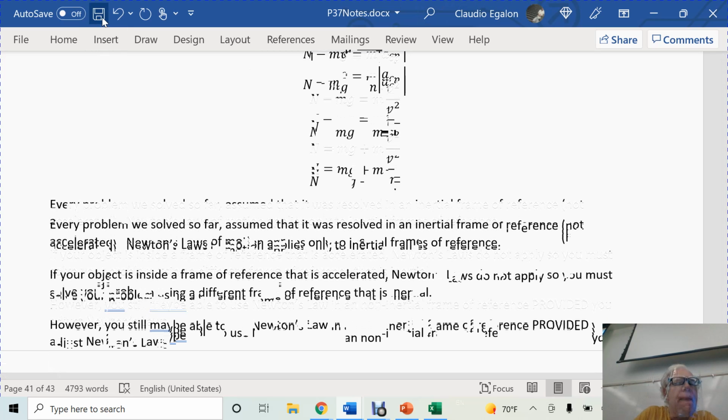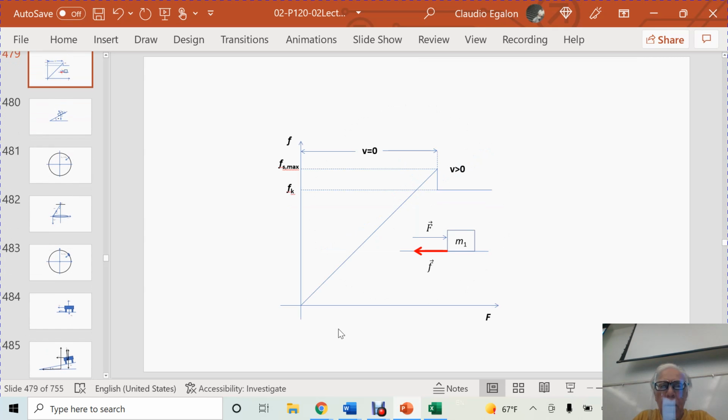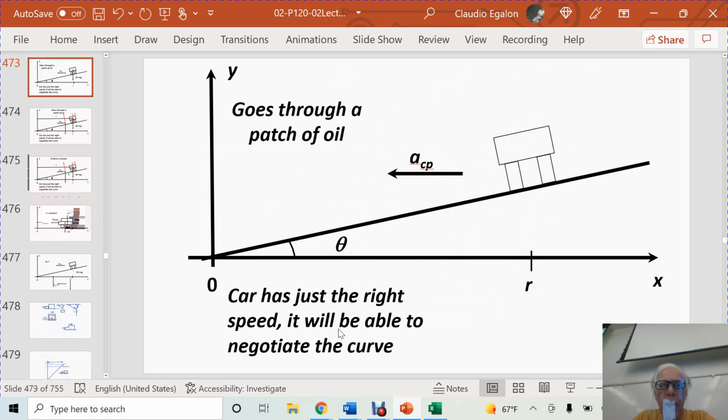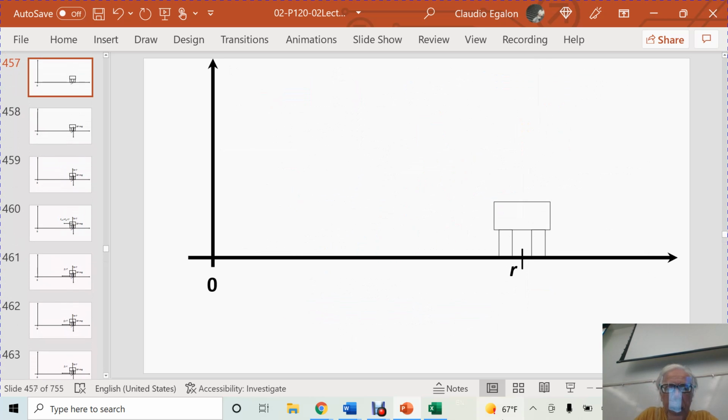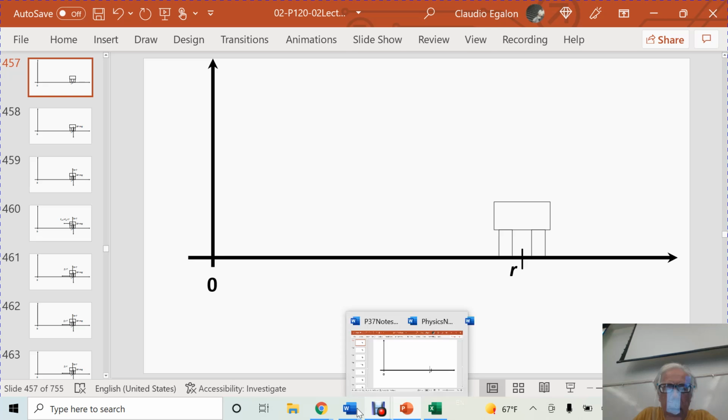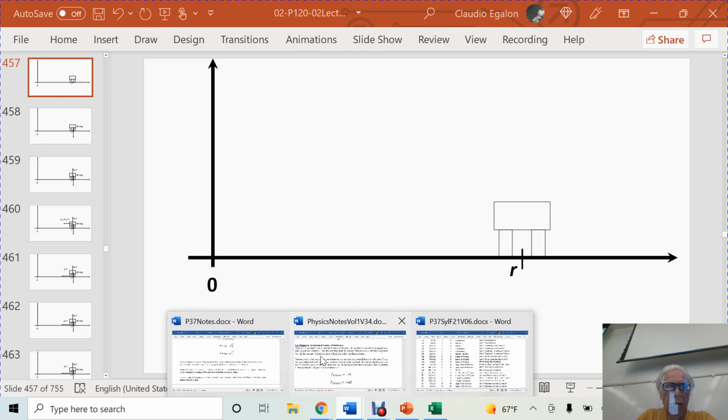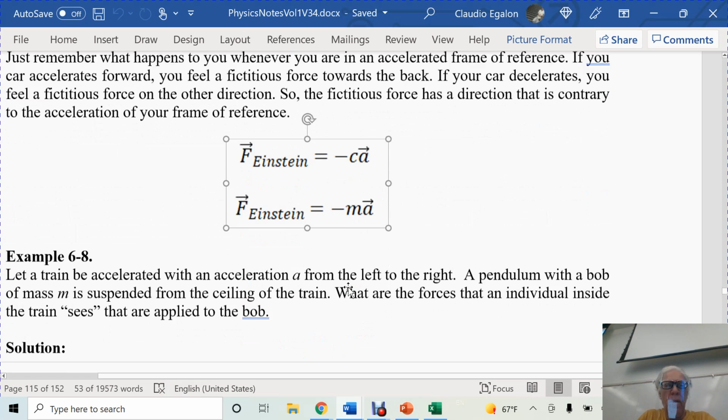Let me see. Oh, I don't have an illustration here. Unfortunately, I don't have an illustration here. Maybe I have it here in my notes. Okay, so here you go.